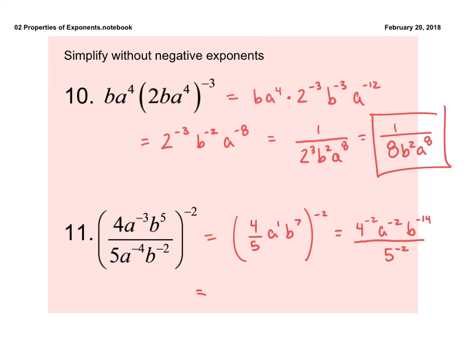Okay, remember, wherever the negative is, it ends up switching. So I end up getting 5 squared divided by 4 squared, a squared, b to the 14th. And that gives me 25 divided by 16a squared b to the 14th.